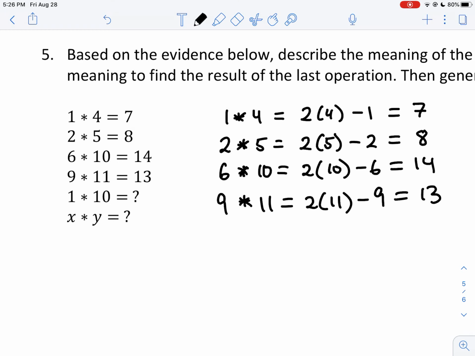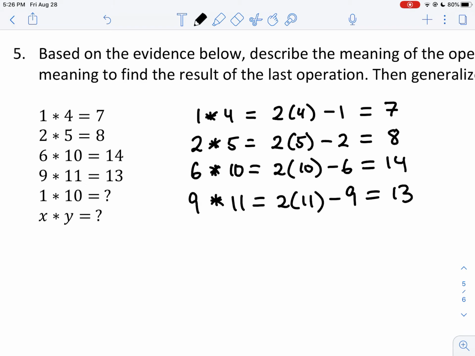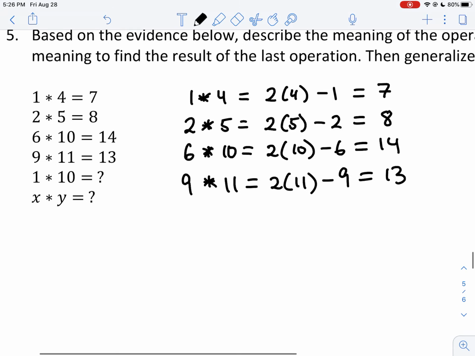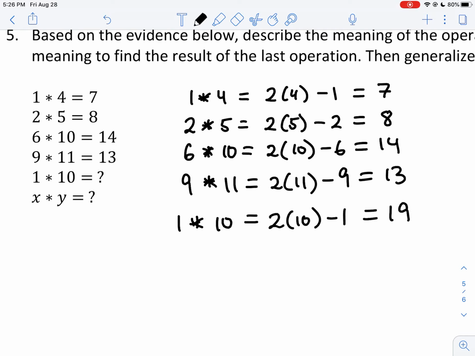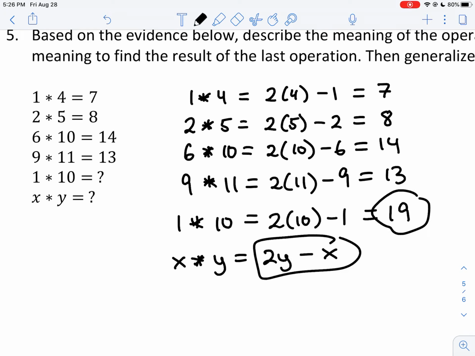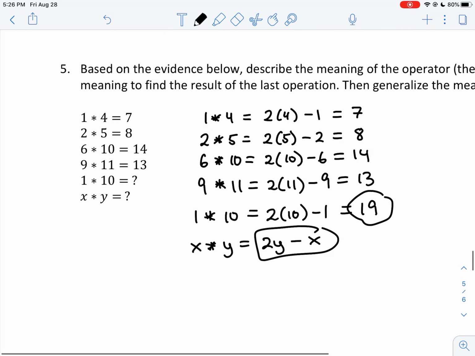Okay, so I feel like we have a pattern that is consistent for the data that's presented, which is just these 4, and I'm going to now use it to do 1 asterisk 10. Let's double the second number and remove the first, and that gives me 19. Then x asterisk y would be double the second one and then remove the first. So here are the two answers that we were after here.